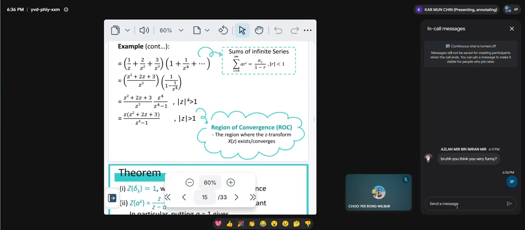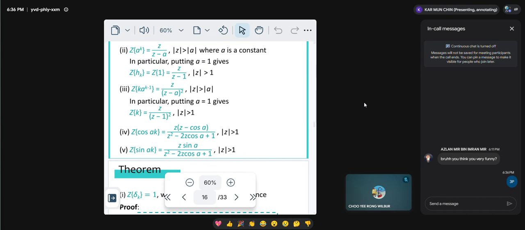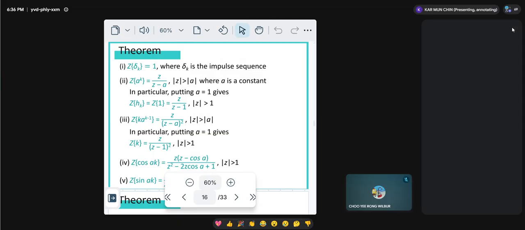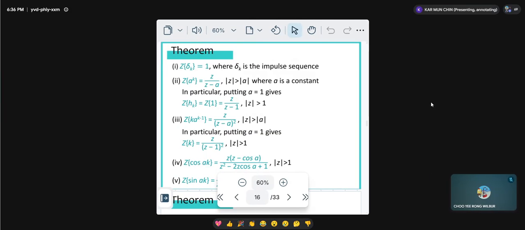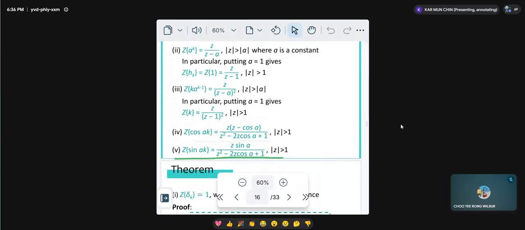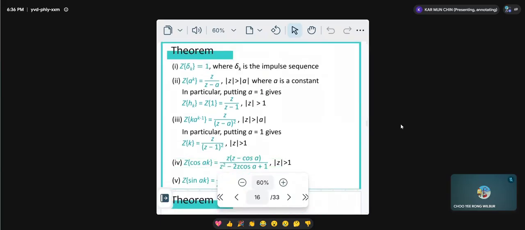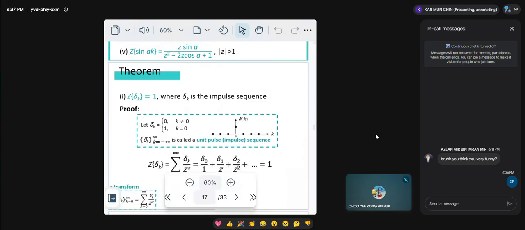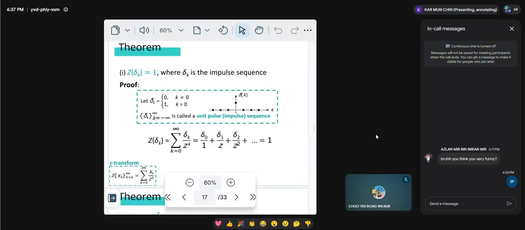Oh, okay. Then we go through the theorems. So now take a photo of this, or screenshot this. When you solve the Z transform, you need all these theorems, just like your Laplace transform, inverse Laplace transform, and everything. You need this. Then we look at the first question.